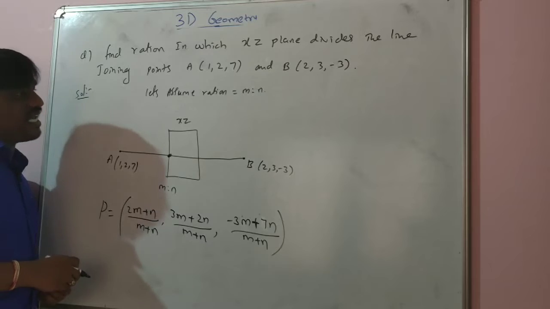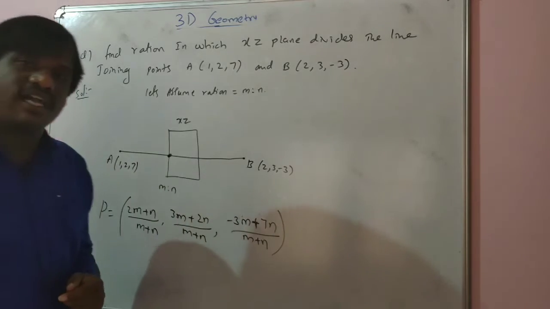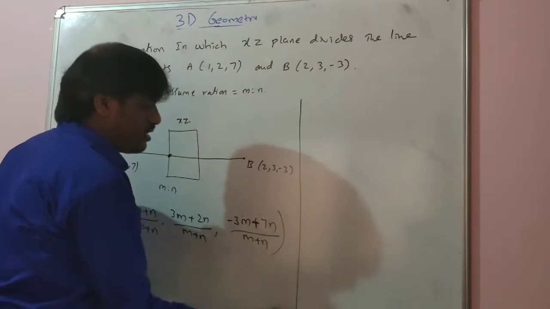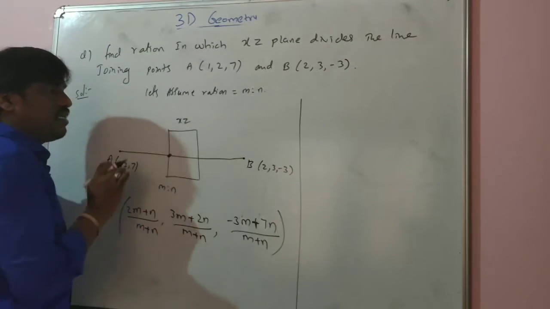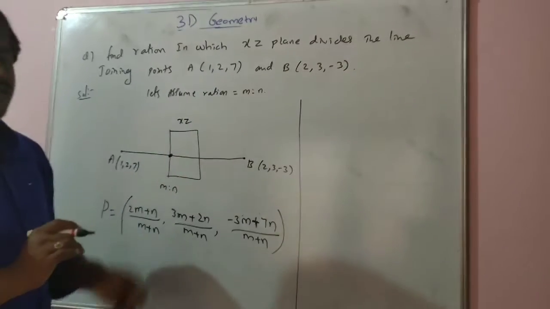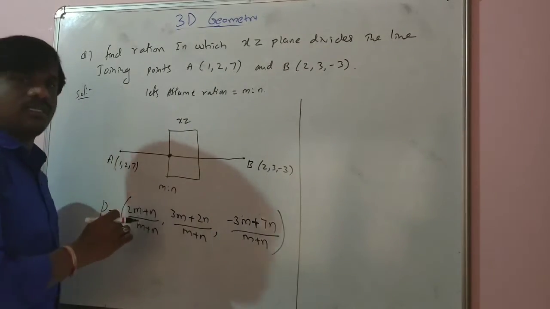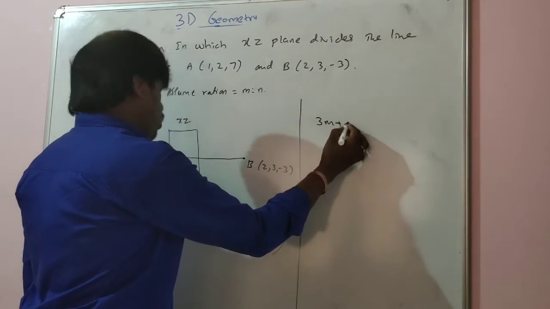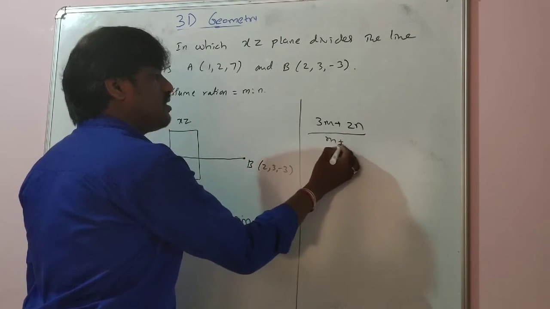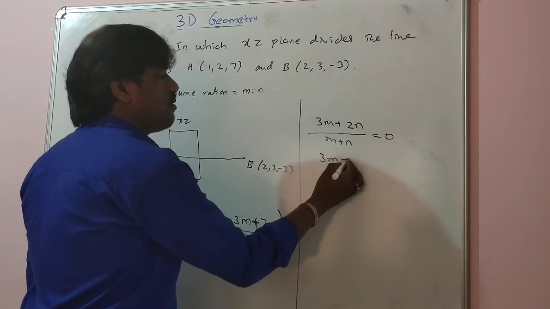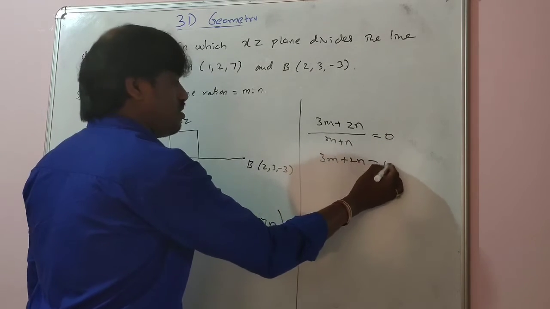Now, since the xz plane is dividing, y is equal to 0. That is the concept you have to use. So you take the y value as 0. The question says the xz plane, so for the xz plane you have to take y as 0. So if I take y as 0, (3m + 2n)/(m + n) is equal to 0. So what I get here is 3m + 2n = 0.